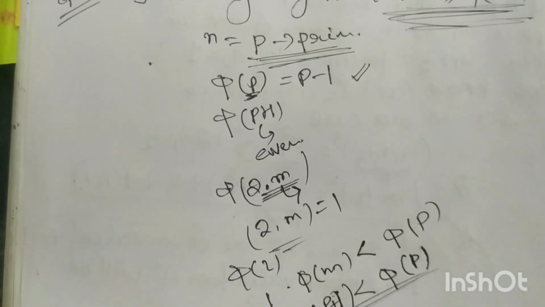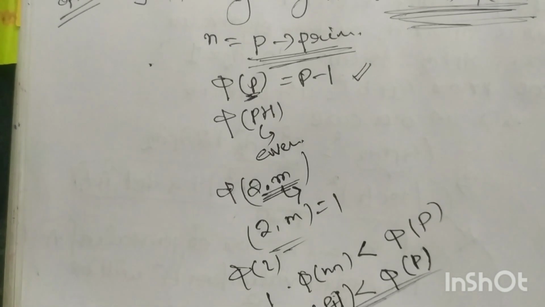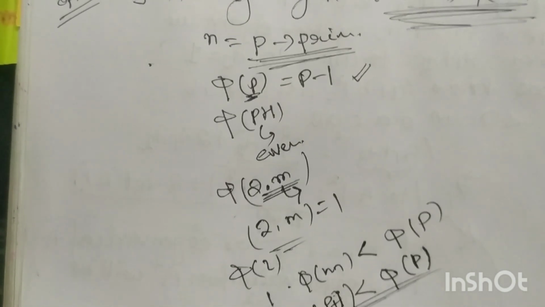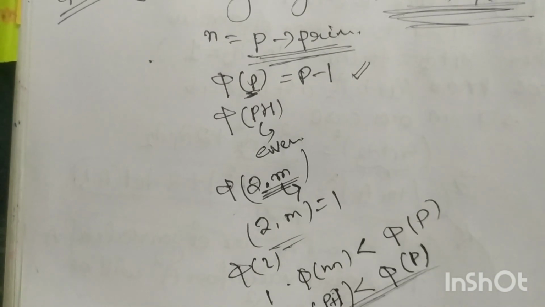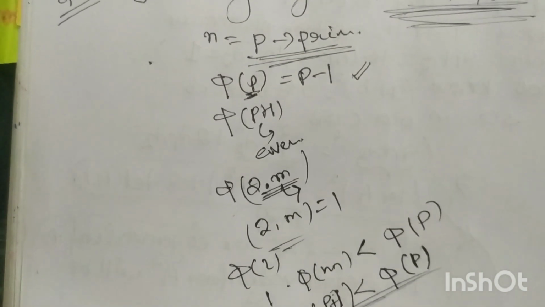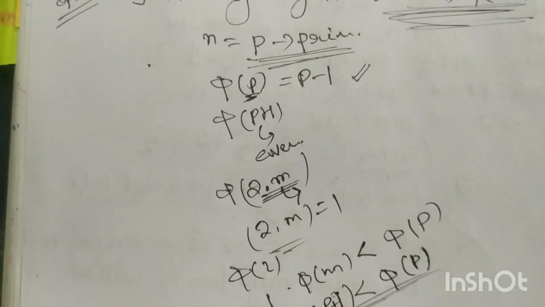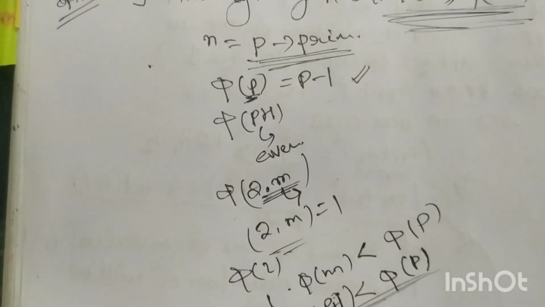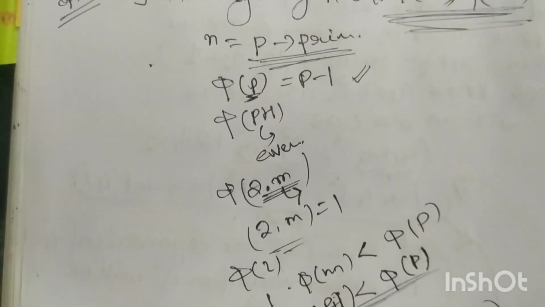So there are a lot of examples. If you take 2, 3, 5, 7, 11, 13, you see phi of 2 is equal to 1, phi of 3 is equal to 2, phi of 5 is equal to 4, phi of 7 is equal to 6, phi of 11 is equal to 10, and phi of 13 is equal to 12.